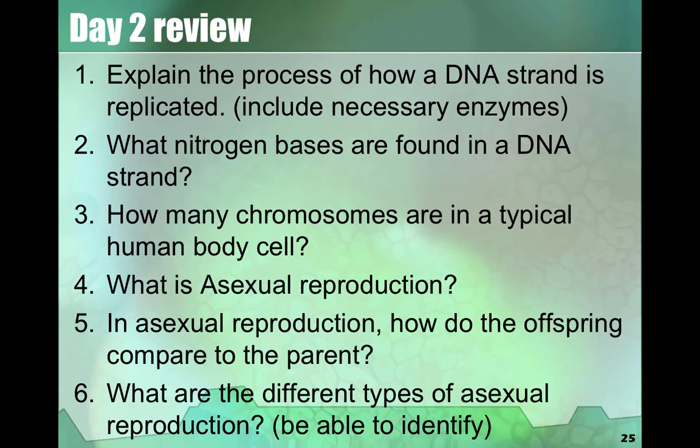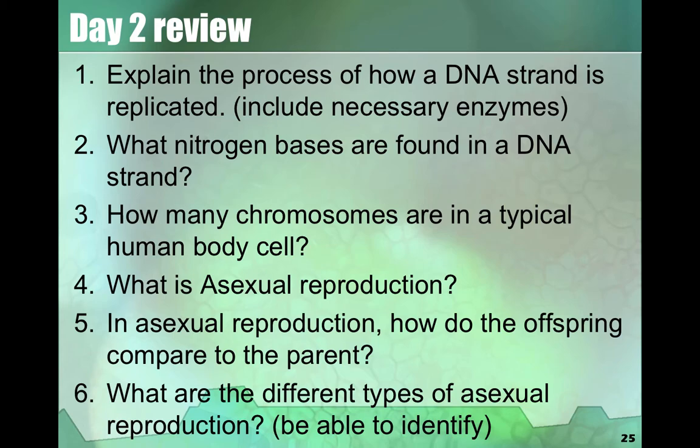What nitrogen bases are found in DNA? That's nitrogen bases A, T, C, and G. The A stands for adenine, the T, thymine, the C, cytosine, and the G, guanine. How many chromosomes are in a typical human body cell? 46. What is asexual reproduction? When the parent cell or the parent produces an identical copy of itself. In asexual reproduction, how do the offspring compare to the parent cell? They're identical to the parent cell and they are identical to each other.